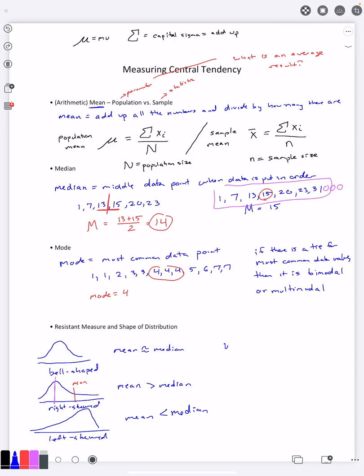And so what we do is we say the median is resistant to extremely large or small data values. So it's resistant to changing. So if you take one of your data values and make it way, way larger, your median's not going to really be affected, but your mean would be. So mean is not resistant. It is affected by these very large values here.